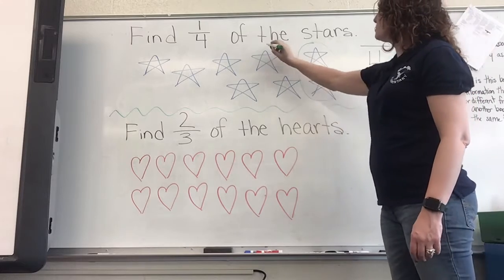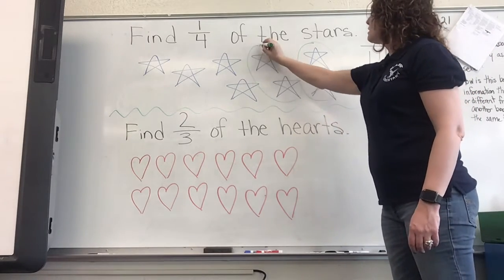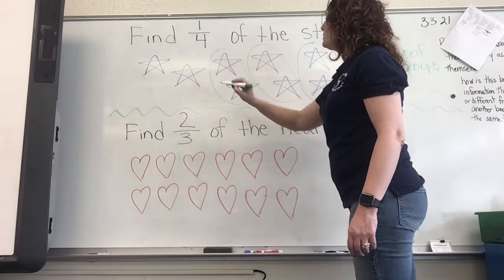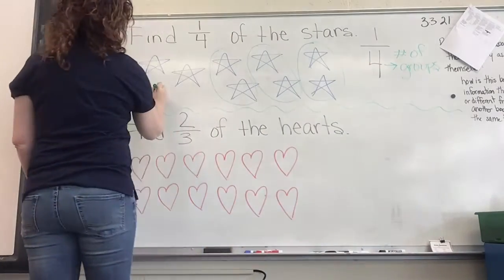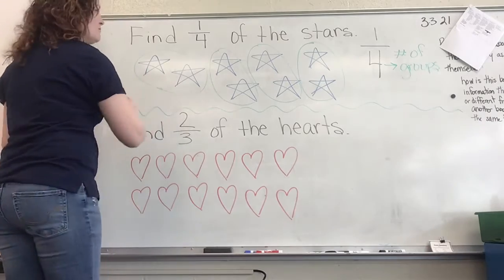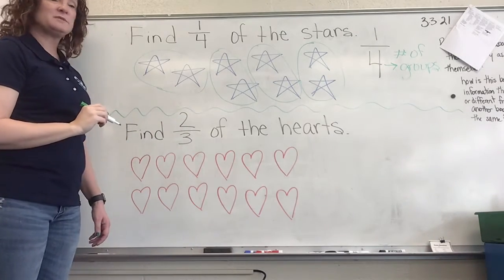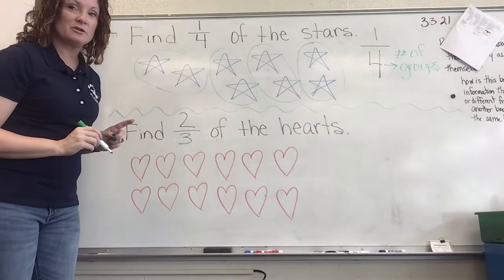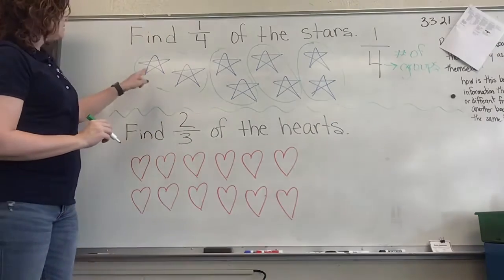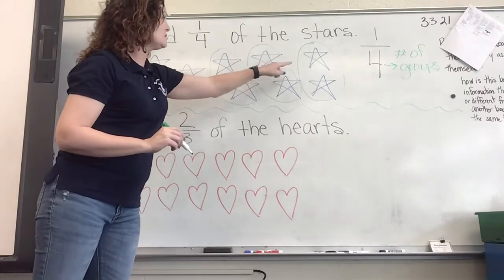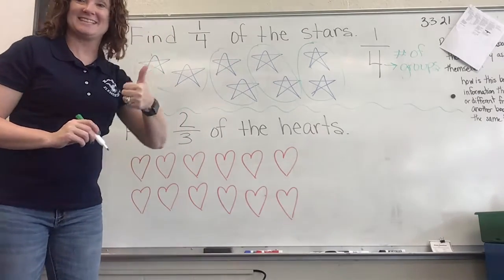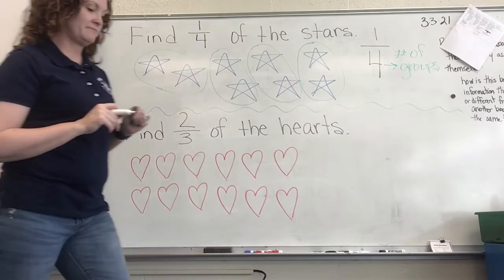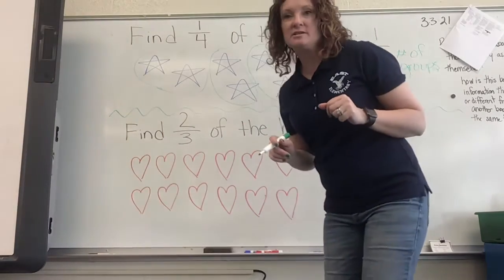Here's 1 group. 2 groups. 3 groups. Oh, I think we did it. 4 groups. Do I have 4 groups? Yep. 1, 2, 3, 4. Do I have the same number in every group? They gotta be equal. 1, 2 stars. Yes. That's your first step. Now, that's what your denominator tells you to do.